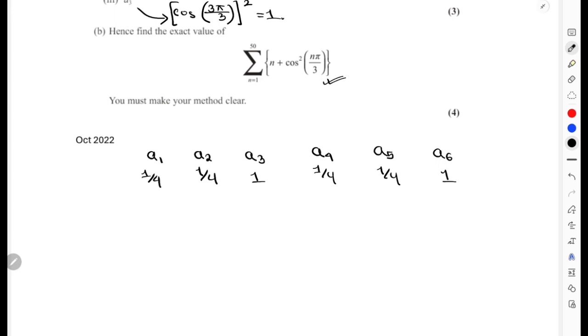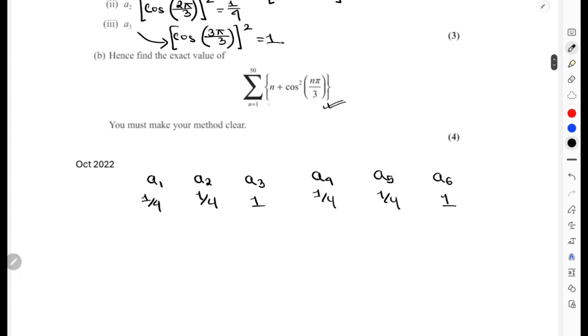I can clearly understand there's a pattern over here, right? The first two terms are 1 by 4, 1 by 4. The third term is 1. And that will continue along the entire pathway. So they want you to find the terms from the first term to the fifth term.